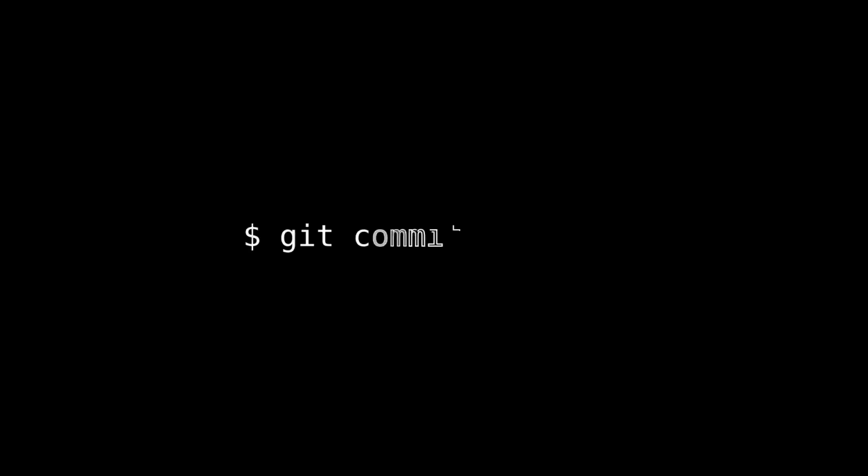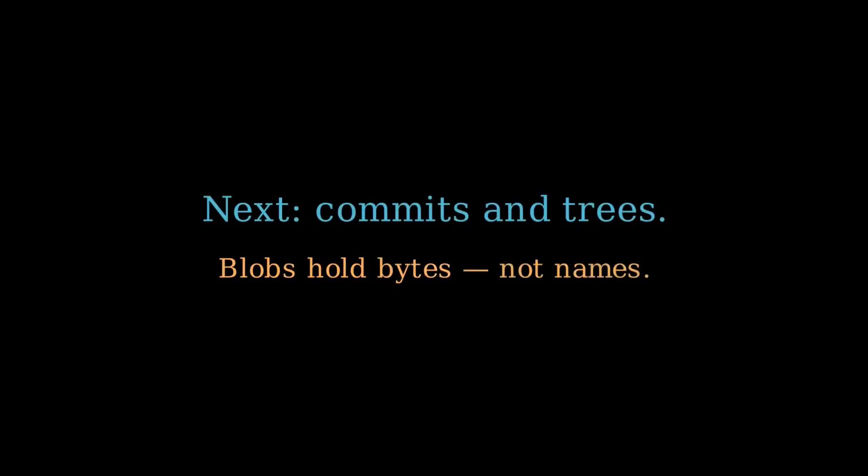First, the commit. What does it actually do? Watch the folder change in real time. Recap. Blobs store content but not names. Next, commits, trees, and the folder changes that connect them.